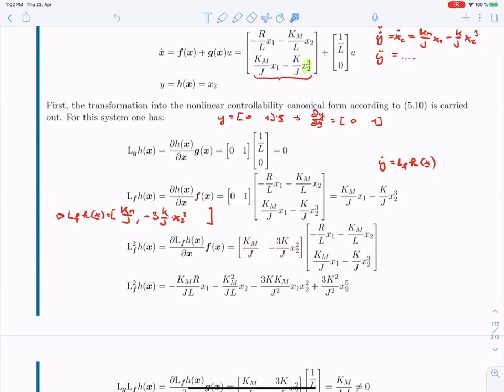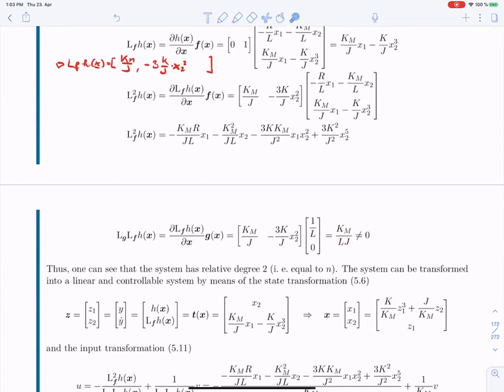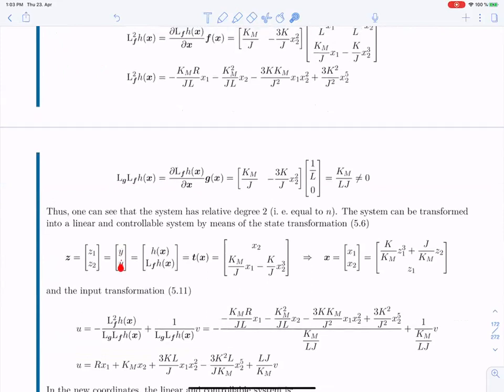And then you have to multiply this gradient again by f, which is not spelled out here. Eventually it looks like this. And then there's the L_g times this expression, so we multiply it by g. And obviously it's different from 0 here, indicating that we have a relative degree of 2. And again we end up with the nonlinear state transformation, which is given like this here.